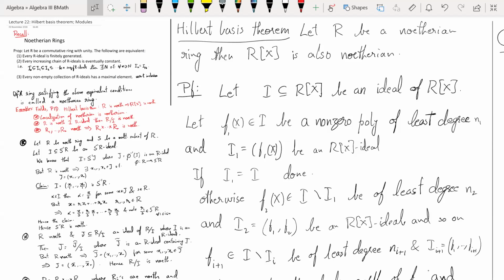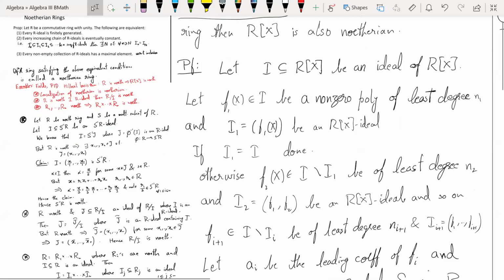So let f1(x) be an element of I, a non-zero polynomial of the least degree, and let's call that degree n1. Consider I1 to be the ideal generated by f1(x). If I1 happens to be I, then we are done. Then I is in fact singly generated.